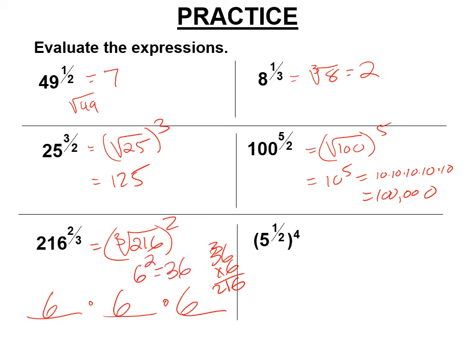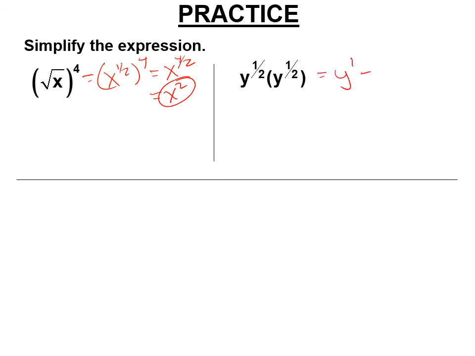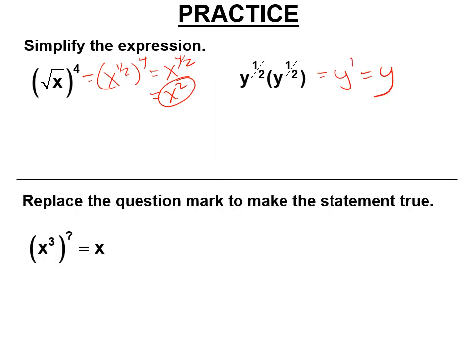6 squared is 36. 5 to the 1/2, 1/2 times 4 is 4 halves or 2. 5 squared, that's 25. All right, so simplify that. That's x to the 1/2 times 4, which is x to the 4 halves, which is x squared, right? 4 over 2 is 2, right? Add the exponents, you get y.